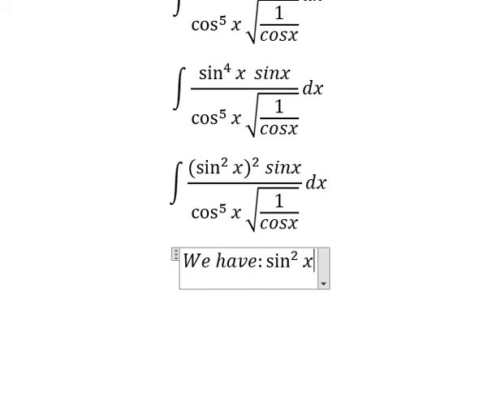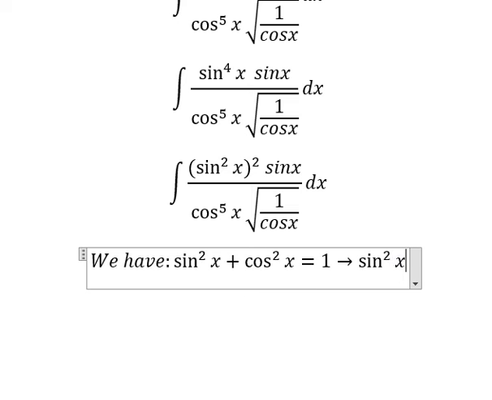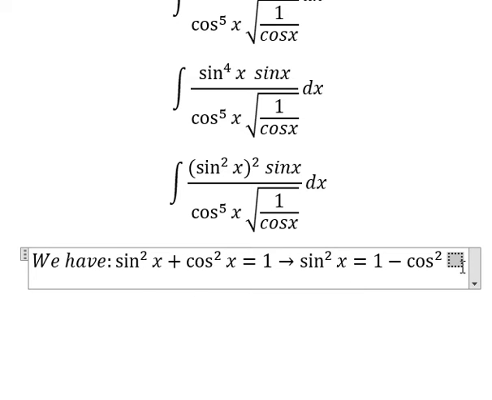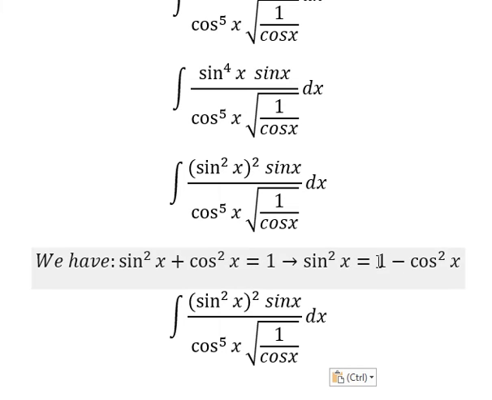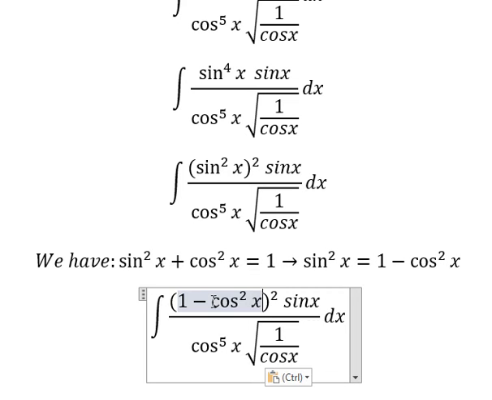sin s square plus cosine s square equals 1. So we put cosine s square to the right, and you get sin s square equals 1 minus cosine s square. So we put this one to replace this one.